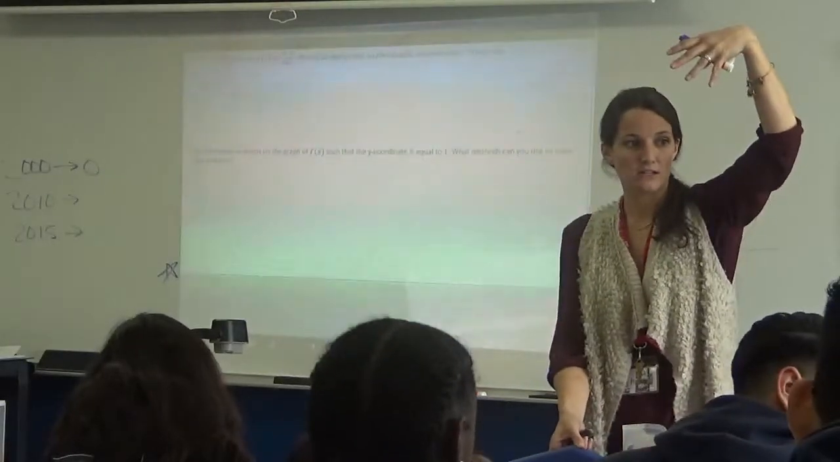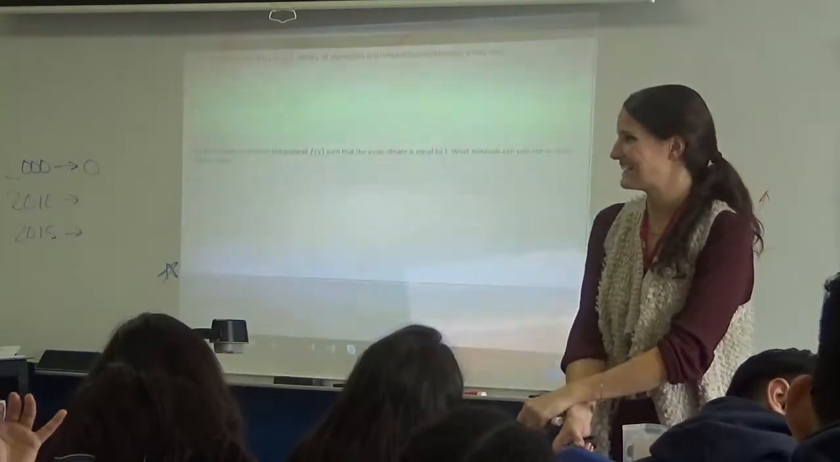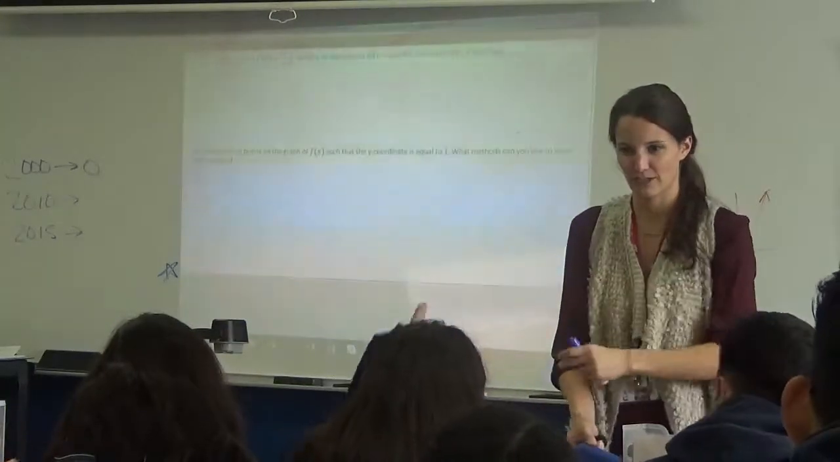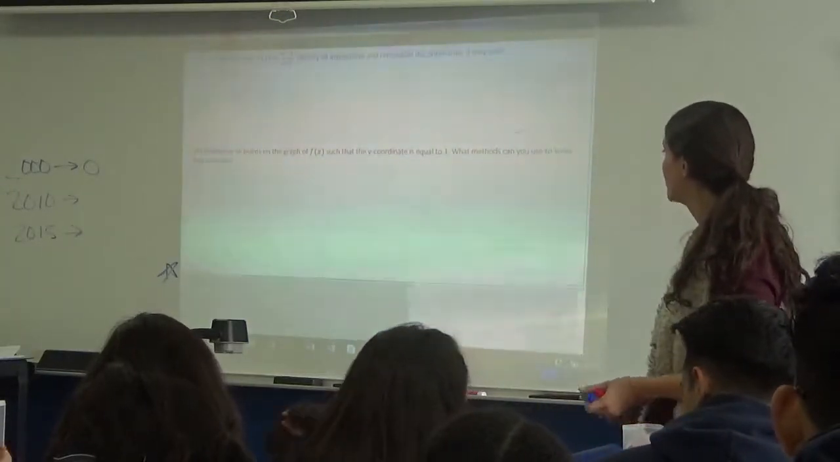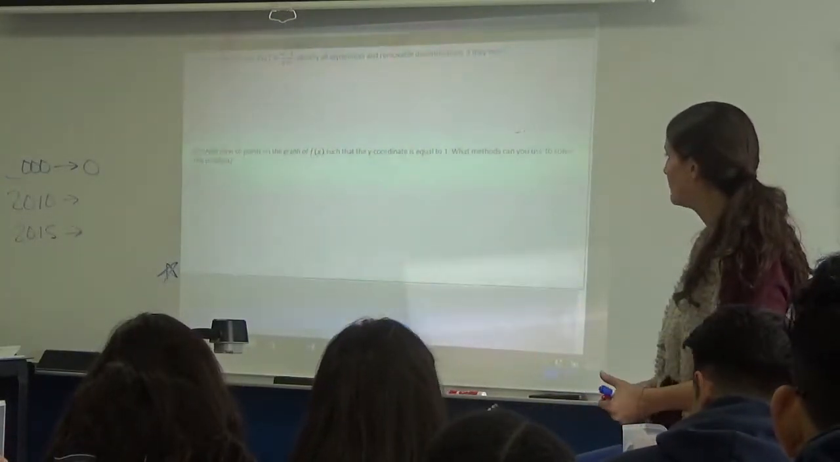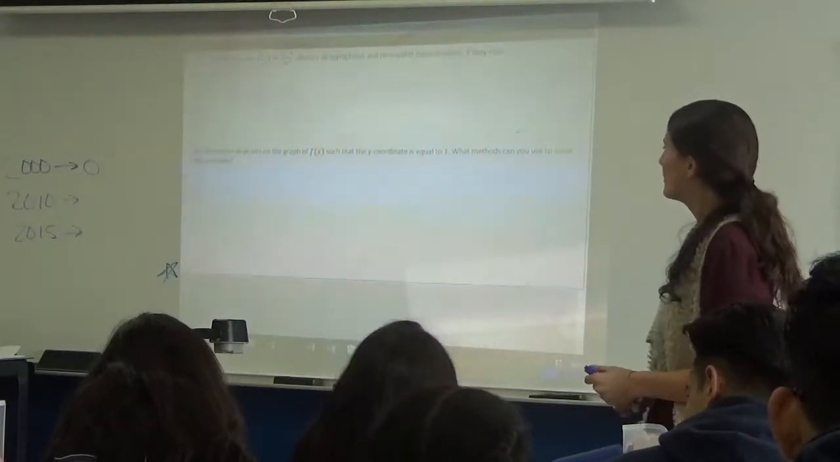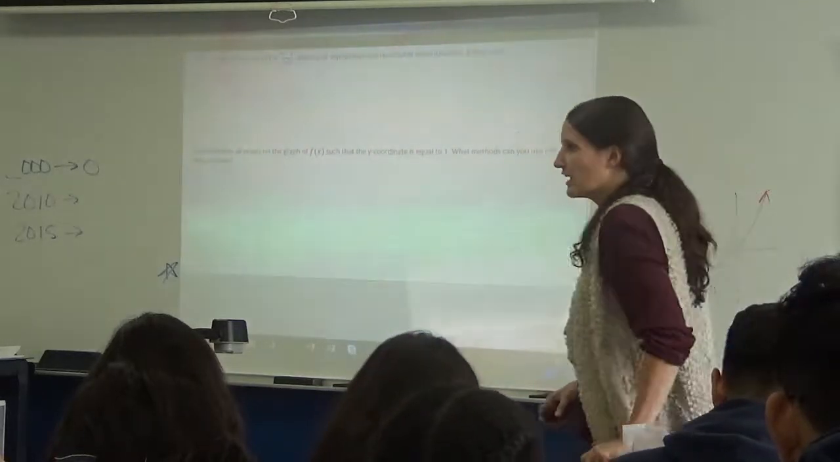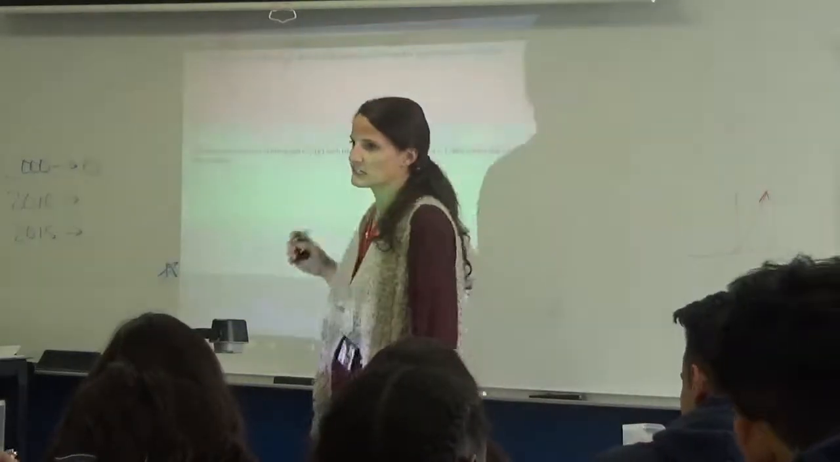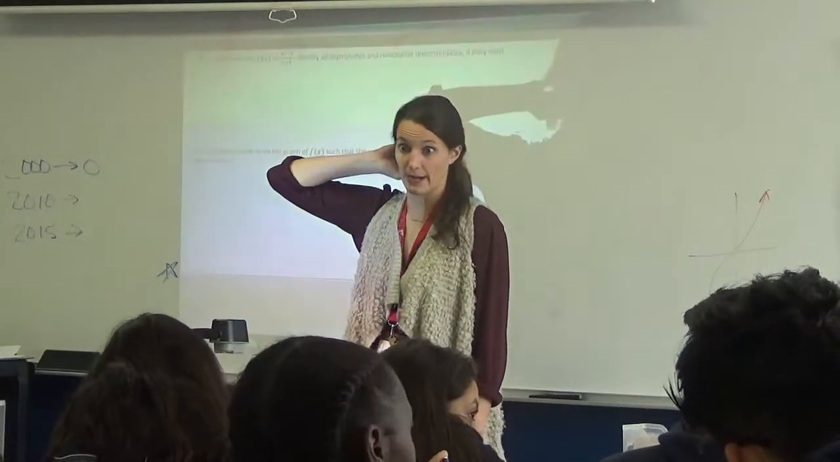Then part B. Let's read part B to figure out what we're doing before we start. Who's going to read it? Go, Melanie. Determine all points on the graph of f of x such that the y-coordinate is equal to 1. What methods can you use to solve this problem? Talk in your groups and figure out how to find where this equation is equal to 1 and what strategies you could use to solve that. We're going to discuss those when we come back, okay?